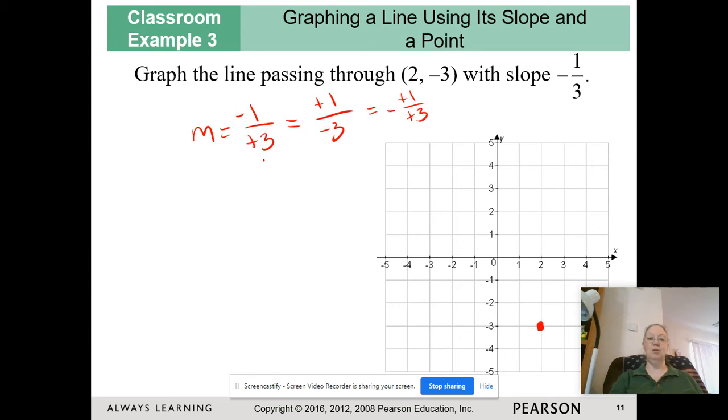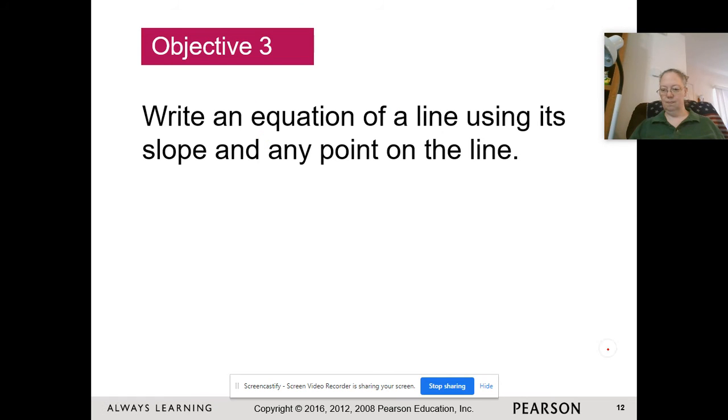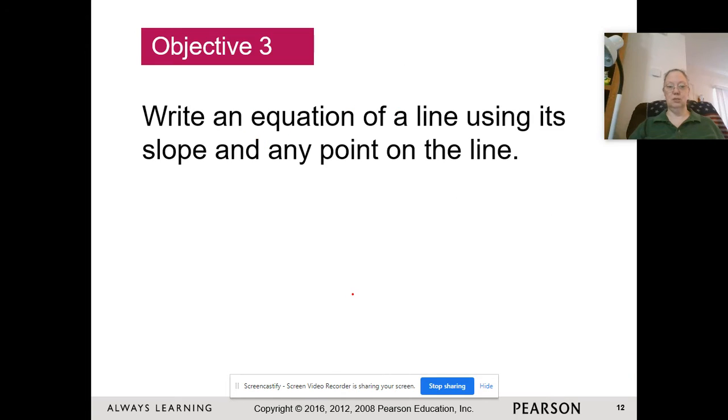So we can either go down 1 and to the right 3, right here, or we can go up 1 to the left 3. 1, 2, 3, and notice all 3 points line up like that. Do be careful. You cannot go down and to the left. You only get to use the -1s.